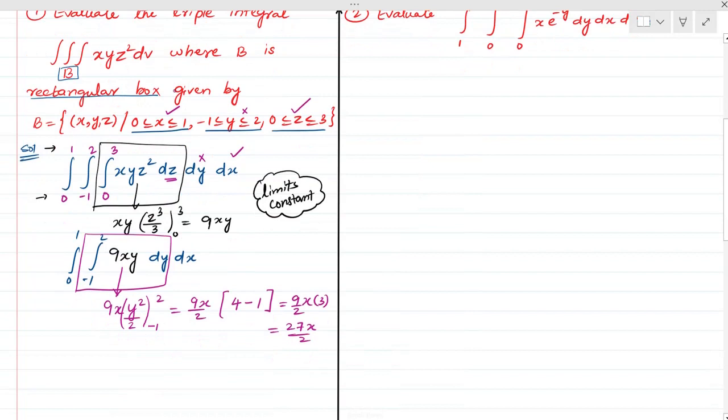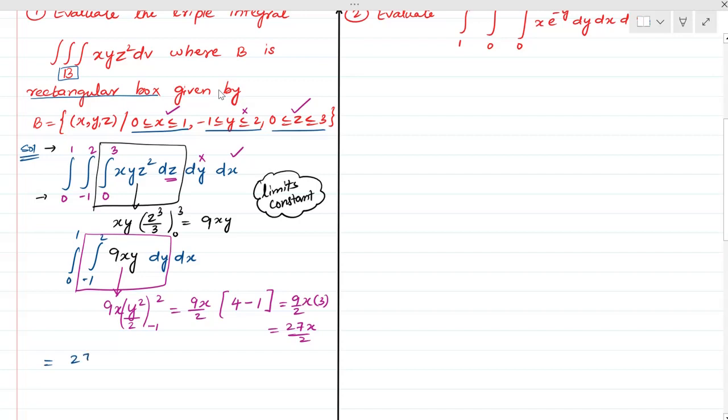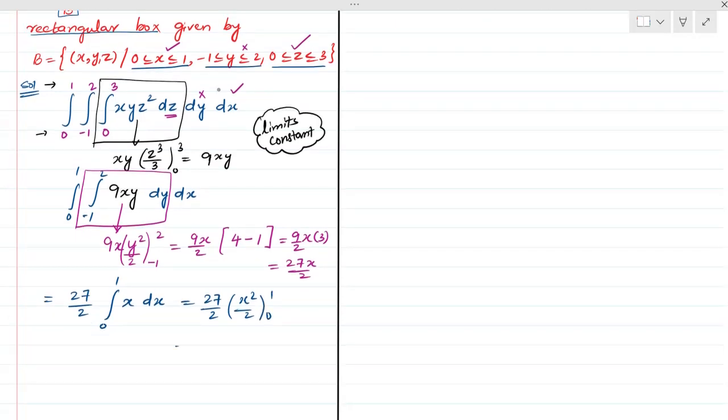Since 27 over 2 is a constant, we take it outside the integral. So this is equal to 27 over 2 times the integral from 0 to 1 of x dx. After integrating, you will get x square over 2, with the limit 0 to 1. Now if you substitute the limit, you will get 27 over 2 times 1 over 2 minus 0, which is equal to 27 over 4. So this is the final answer.